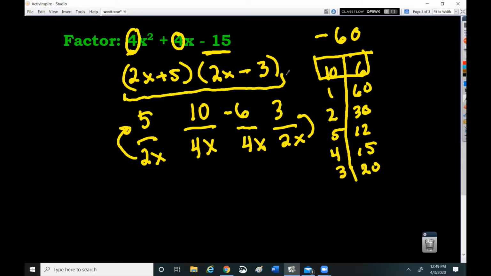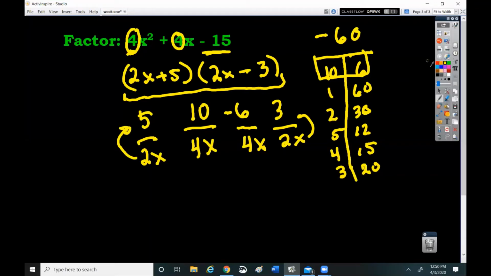Now, some of y'all are probably like, okay, well, we reviewed this for an hour and a half this morning. Why are we doing it again? Well, here's why. I'm setting you up for next week. Next week's problems are not going to say factor this thing. Next week's problems are actually going to look like this.